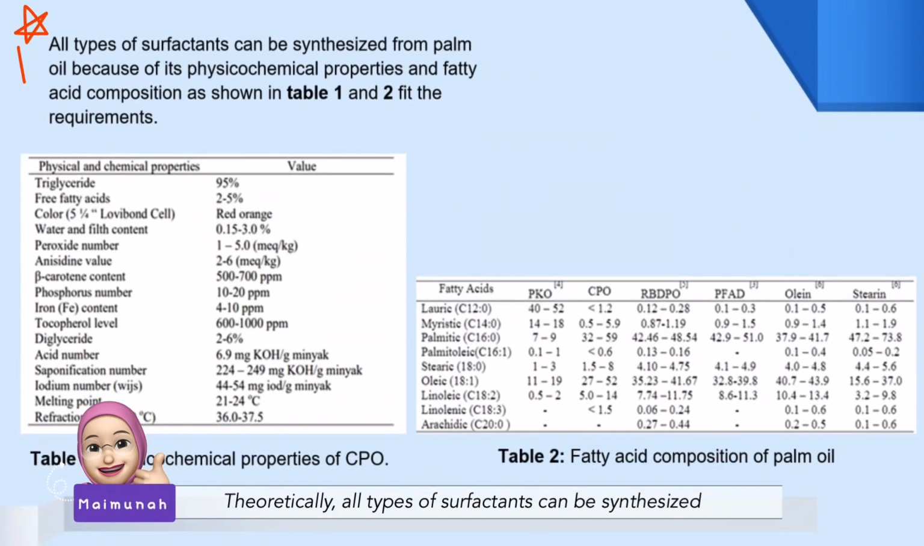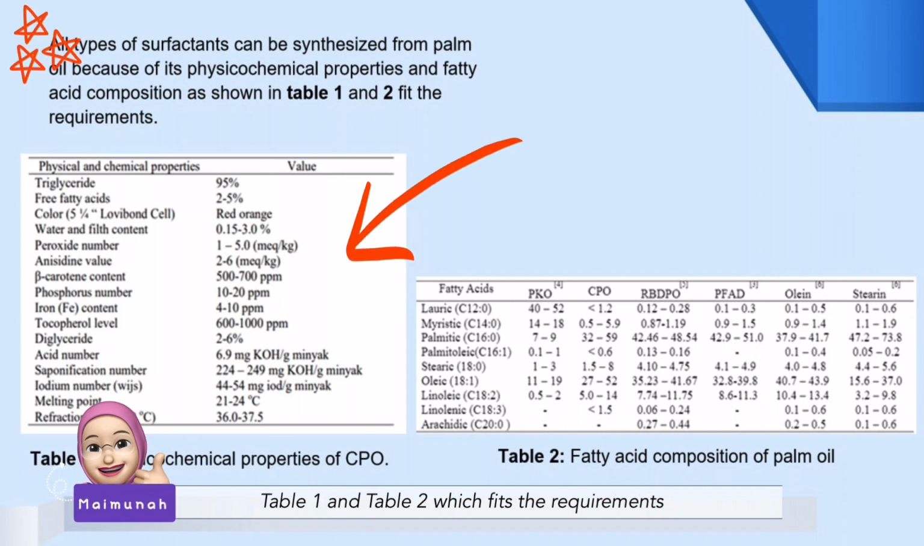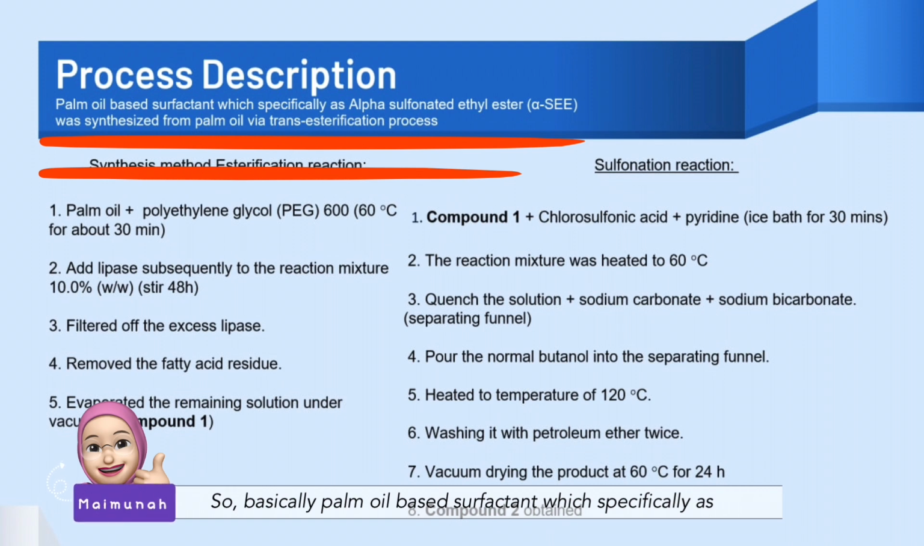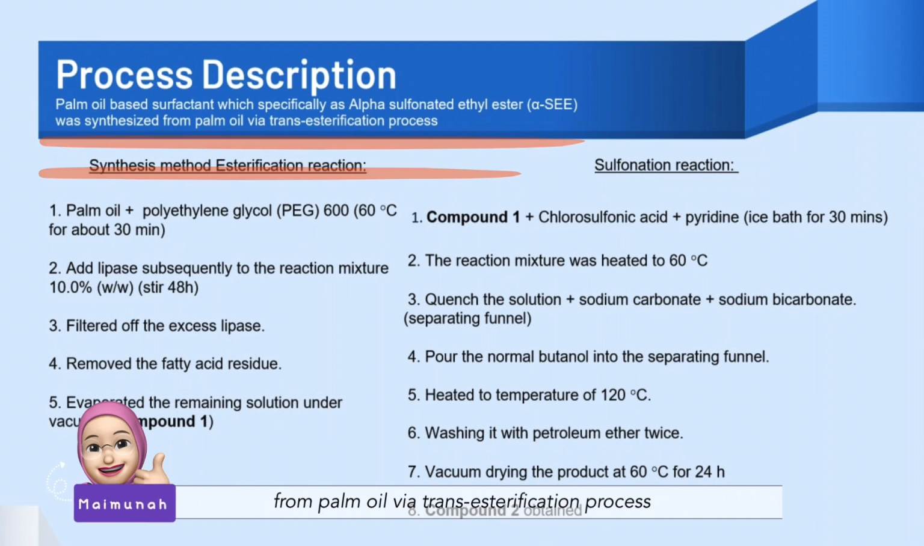Theoretically, all types of surfactants can be synthesized from palm oil because of its physicochemical properties and fatty acid compositions, as shown in Table 1 and Table 2, which fits the requirements. Moving on to the process descriptions. Basically, palm oil based surfactant, which specifically is alpha-sulfonated ethyl ester, was synthesized from palm oil via trans-esterification process.